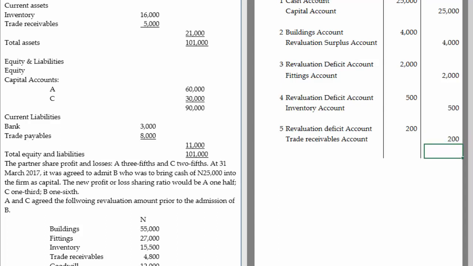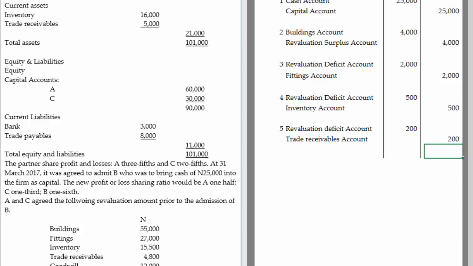So those were the transactions that occurred during the period. The goodwill, like I said, will not be recorded in the books of account, but rather it will be shared among the old partners in their old sharing ratio, and thereafter it will be shared among the new partners in the new profit sharing ratio. You will understand why in the next solution.